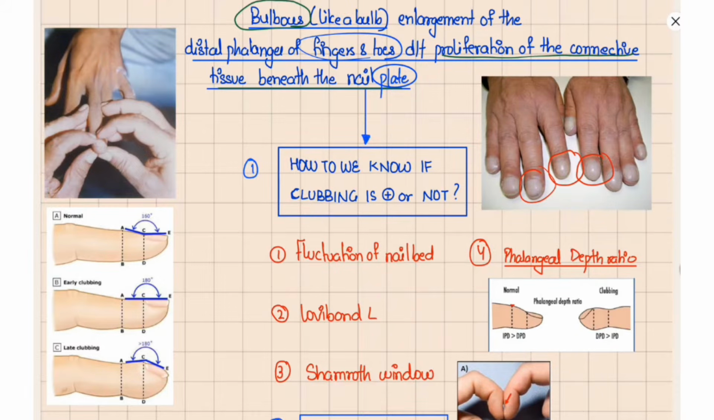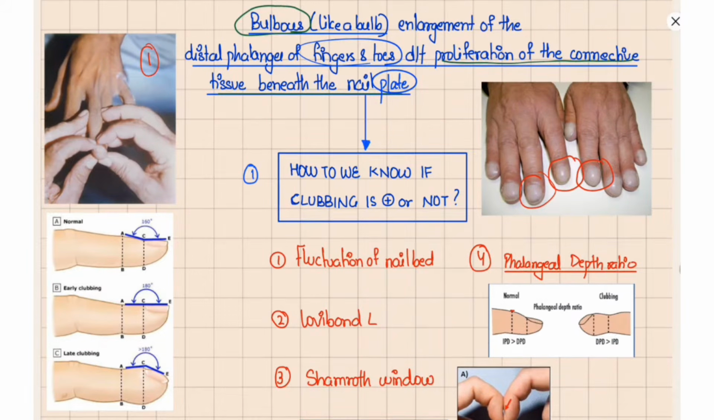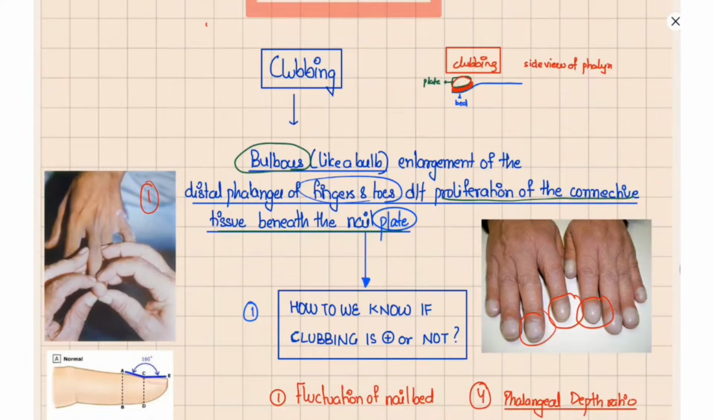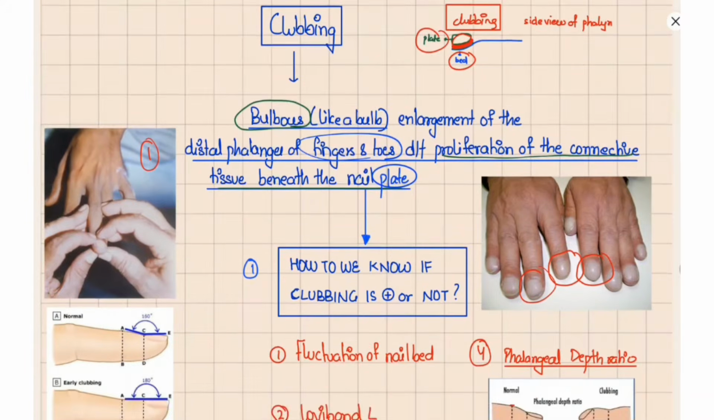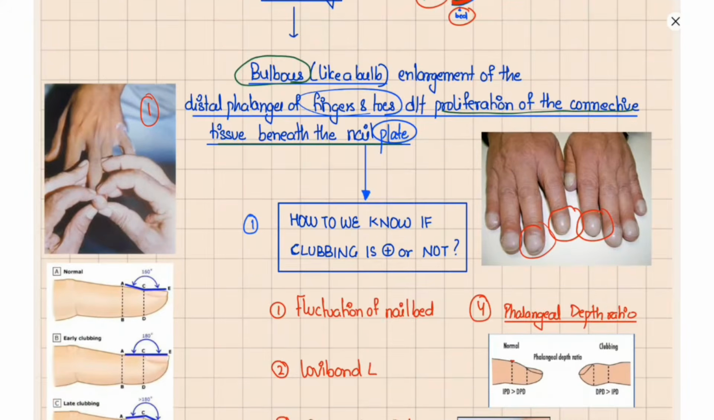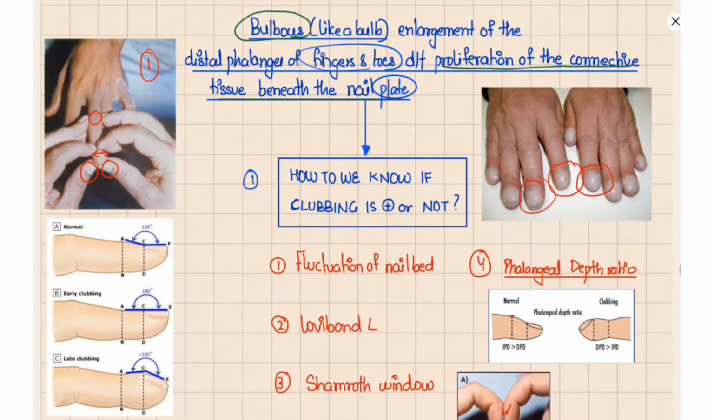The first of these is the fluctuation of the nail bed. As the proliferation occurs between the nail plate and the nail bed, the adhesion between the plate and the bed decreases. So if you check the fluctuation of the plate, the side to side fluctuation will increase. And how will you look for it? You will place your 2 thumbs below the nail, 4 of your fingers on the distal joint and 4 of your fingers on the proximal joint, and you will look for the side to side mobility of this plate, and it will be increased in case of clubbing.